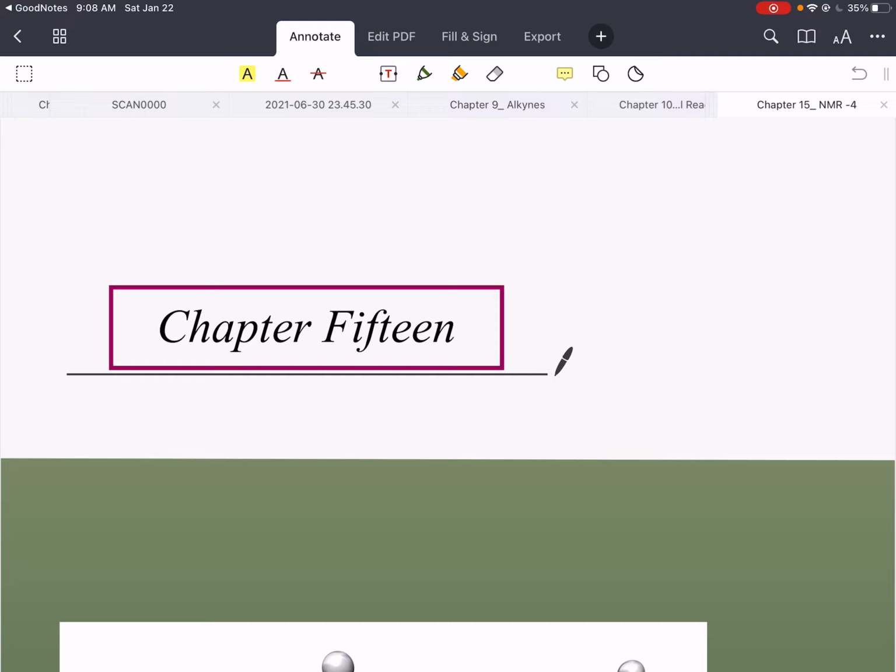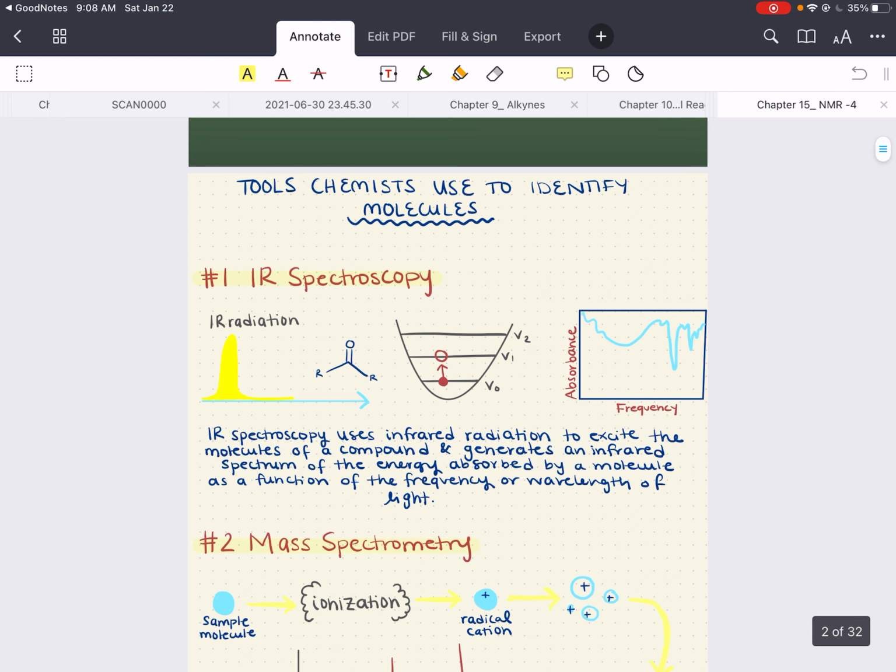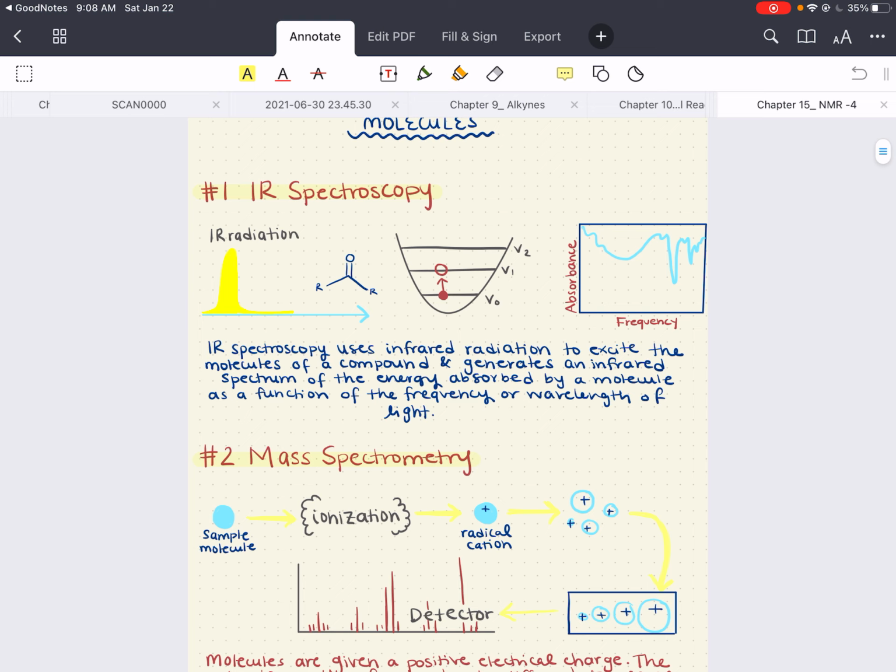Today we're going to go ahead and cover chapter 15. Now, there are many tools that chemists use to identify molecules and compounds. We have covered two such tools in chapter 14, infrared spectroscopy and mass spectrometry. We said infrared spectroscopy uses infrared radiation to excite the vibrational modes of a molecule and generate a spectrum of the energy absorbed by a molecule as a function of the frequency or wavelength of light. This is a great tool for figuring out what functional groups are present in your molecule.